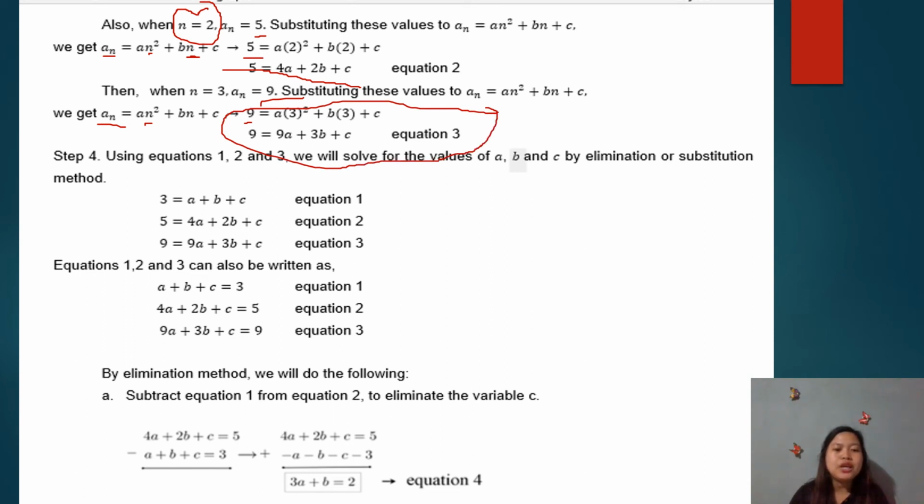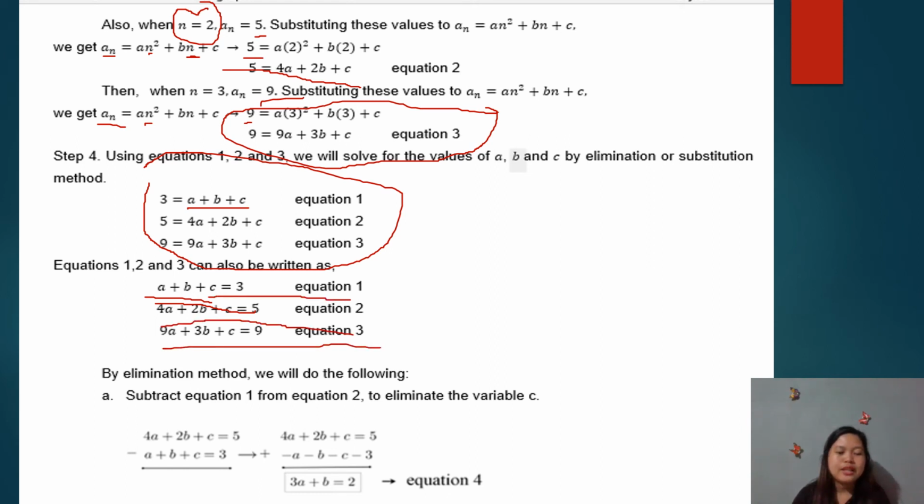Okay. For our step 4, we will use equations 1, 2, and 3. We will solve for the values of a, b, and c by elimination or substitution method. Here are equations 1, 2, and 3. Let us rewrite them: a plus b plus c equals 3 for equation 1, then equation 2, and equation 3.